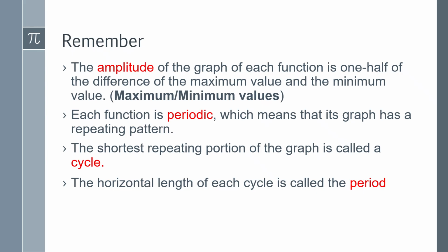So these are just definitions we talked about. The amplitude of the graph of each function is 1/2 of the difference of the max and minimum values. So I told you the key words you want to think about are your max and minimum values. I said distance. The reason why I use the word distance is because when you think of absolute value, it's the distance from 0. But the amplitude to them is just 1/2 of the difference of the maximum value and the minimum value. I could show you that a little bit later.